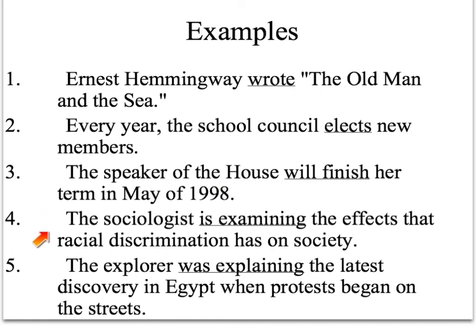Next, we have the sociologist is examining the effects that racial discrimination has on society. Examining is our verb. Is the helping verb. Notice examining is ending in ing. We have a present tense form of the progressive verb of examine. Lastly, the explorer was explaining the latest discovery in Egypt when protests began on streets. Verb form for explain, ending in ing, showing that this is in the progressive form, with the helping verb was explaining is the past progressive form.